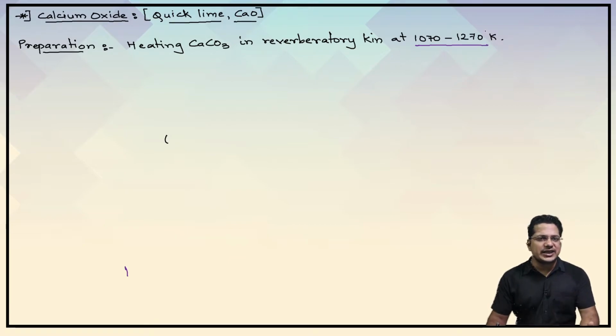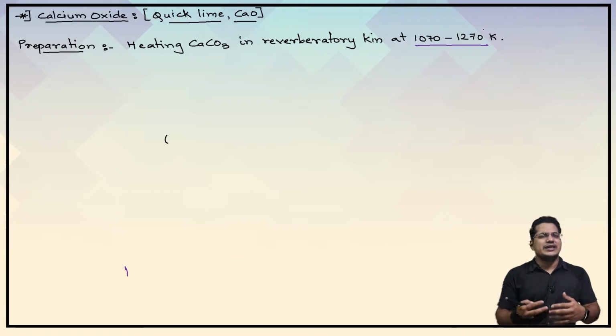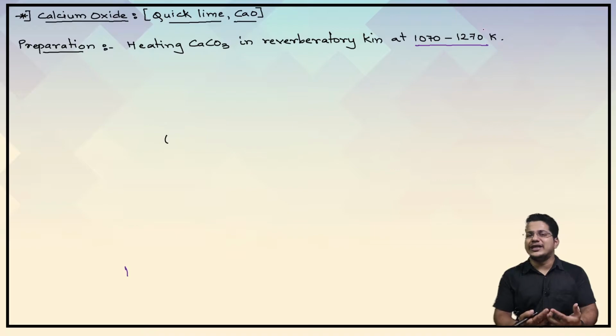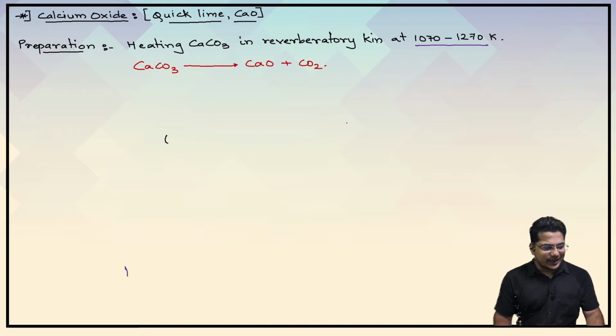Now what exactly is reverberatory kiln? तो reverberatory kiln, you just remember it's an instrument, yeah, it's a machine जिसके अंदर तुम कैल्शियम कार्बोनेट को हीट करोगे. That's it, nothing more than that. No one is going to ask you what exactly is reverberatory kiln. ठीक है. अच्छा, further next चीज अगर बात की जाए तो देखते हैं क्या होता है. Calcium carbonate on heating gives you calcium oxide plus CO2 gas which is released.